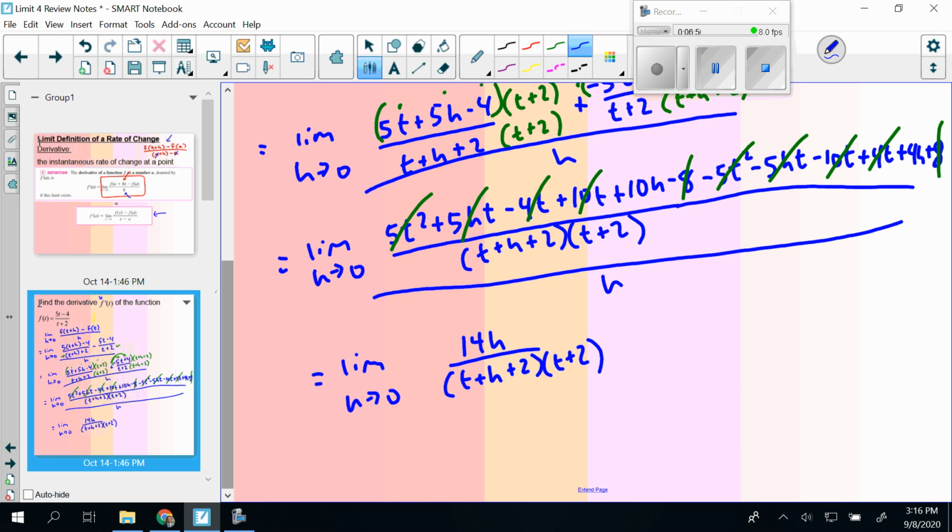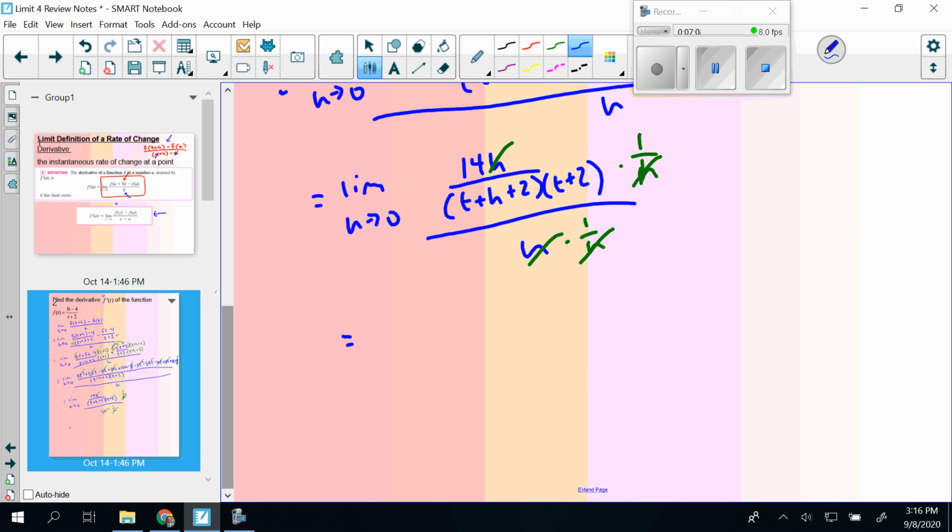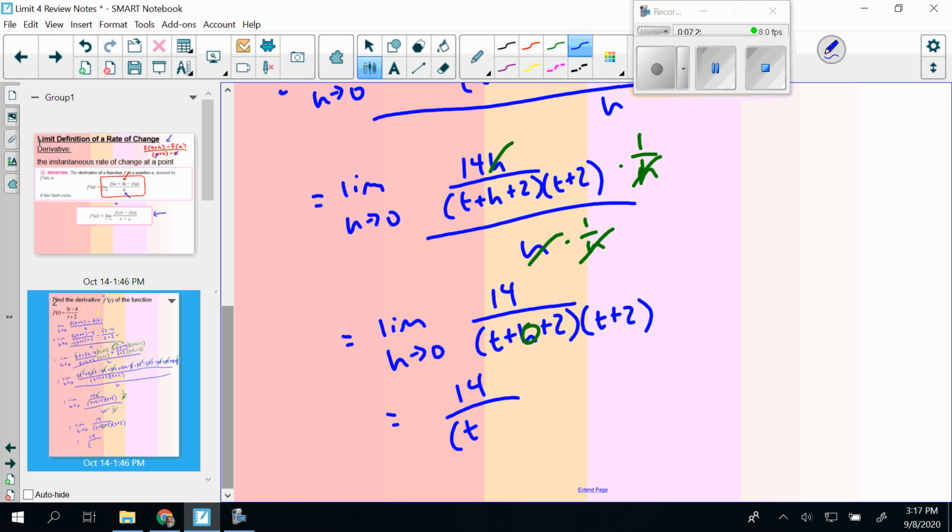And then it's all over this other h. Instead of putting it all over h, let's multiply by that reciprocal of 1 over h. And so what cancels here? That h cancels, and now our limit becomes even better here. So now we just have 14 over this. And now that we don't have dividing by 0 anymore with that h, we can plug in 0 for h here and simplify. So now we simply have 14 over t plus 2 times another t plus 2.